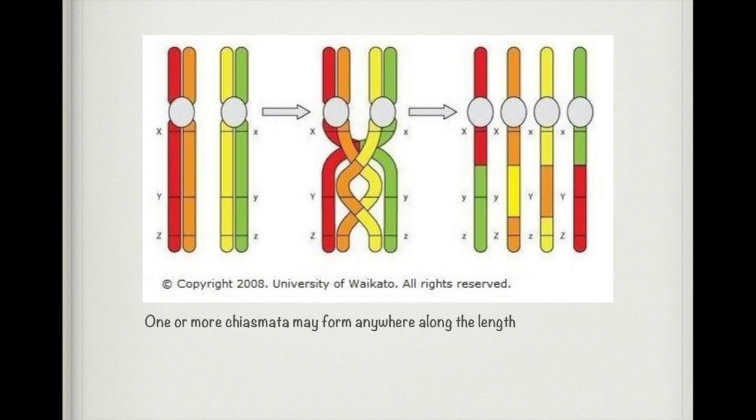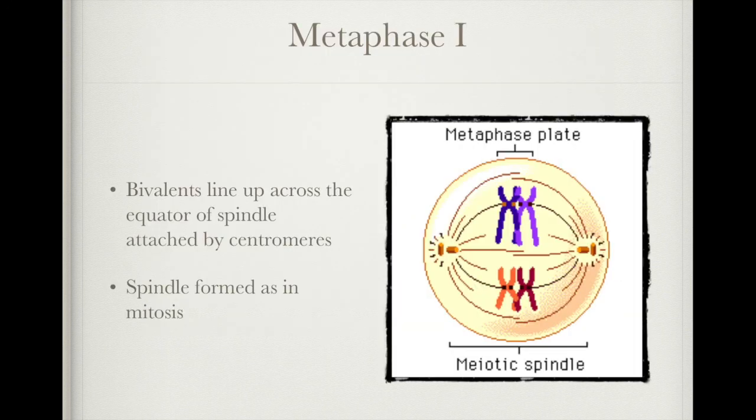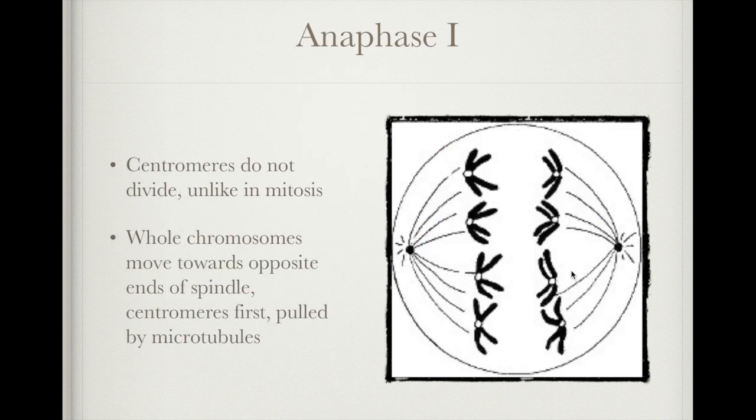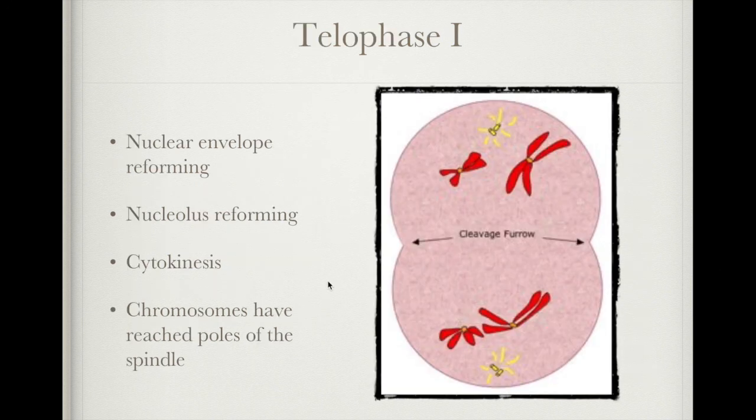Another thing is that anywhere along the length we may get one or more chiasmata. Now a spindle is formed, and what happens? Bivalents line up across the equator. You see, these are the bivalents. The spindle is formed, and during anaphase, the centromeres do not divide, and they pull not one chromatid like in mitosis, but a whole chromosome. And at telophase, the nuclear envelope and nucleolus reform, cytokinesis takes place, and chromosomes have reached the poles of the spindle.